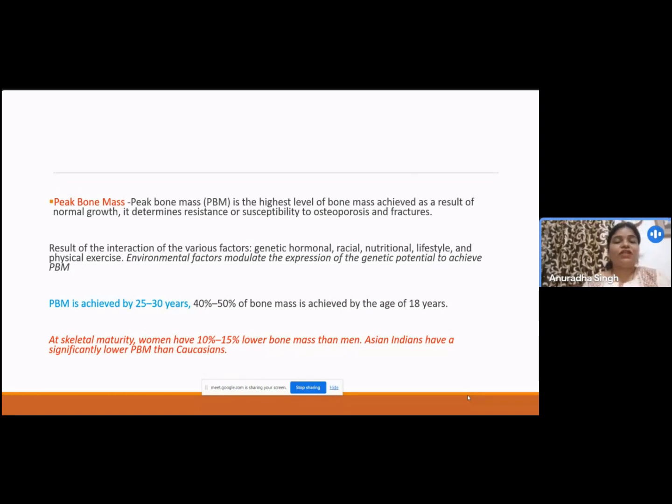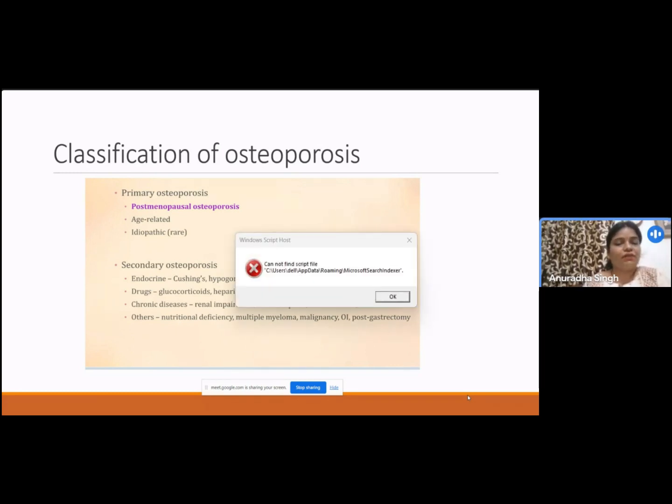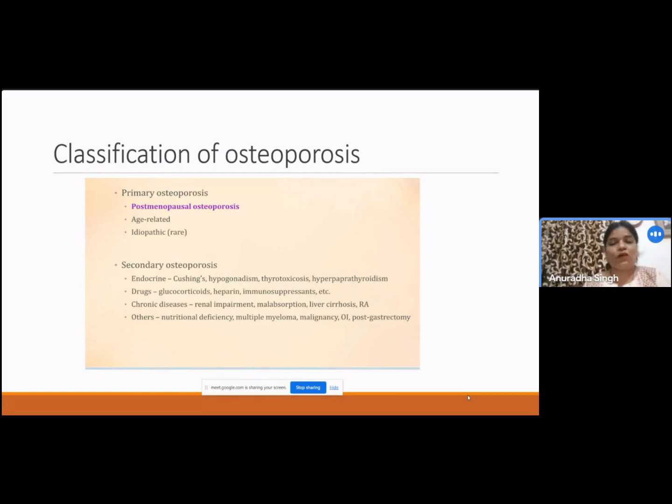At skeletal maturity, women have 10 to 15% lower bone mass, and Asian Indians significantly have a lower peak bone mass when compared to other populations of the world. Now, classification: it is either primary or secondary osteoporosis. Primary osteoporosis is what we are talking about here. It is postmenopausal osteoporosis, which is age-related, and the majority of the time it is idiopathic. Secondary is because of various reasons which are seen on the screen. Either it is endocrine, drugs, chronic diseases, and others like nutritional deficiency and multiple myeloma or malignancy.